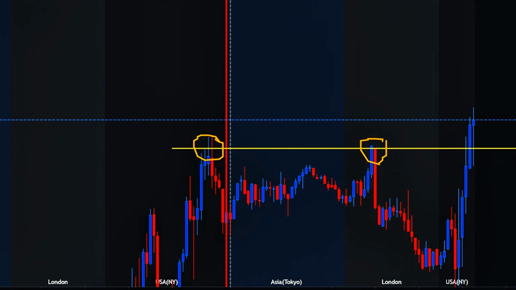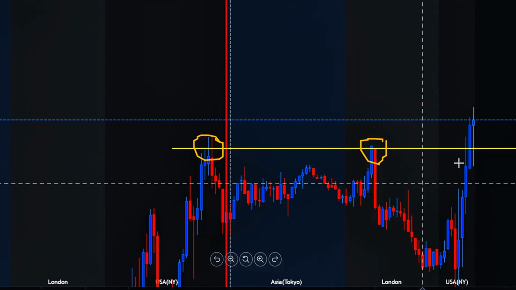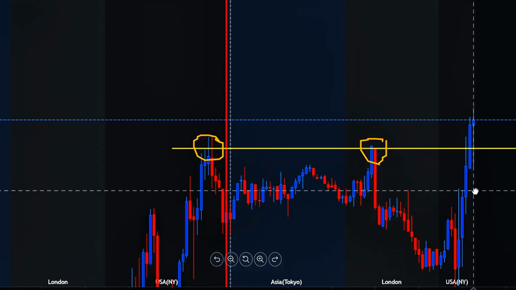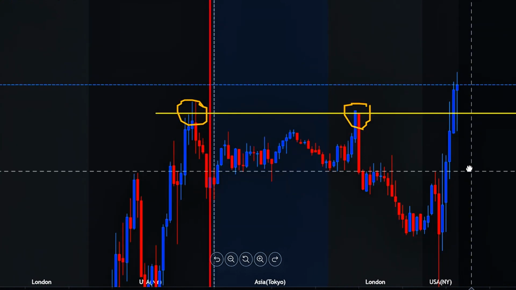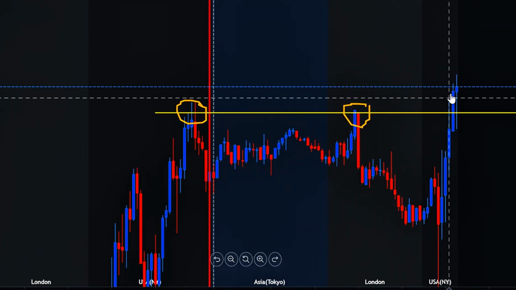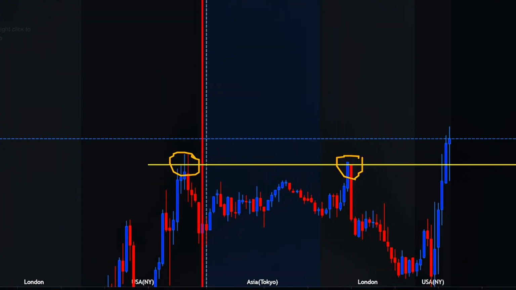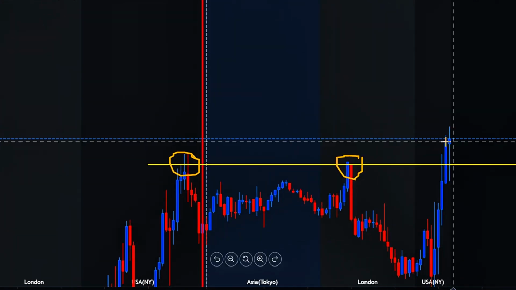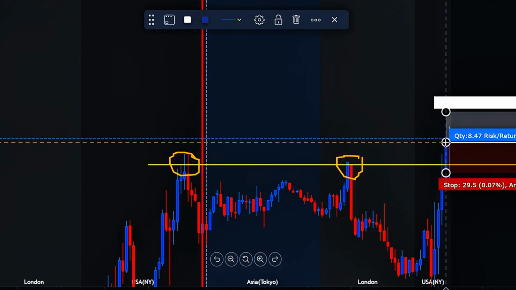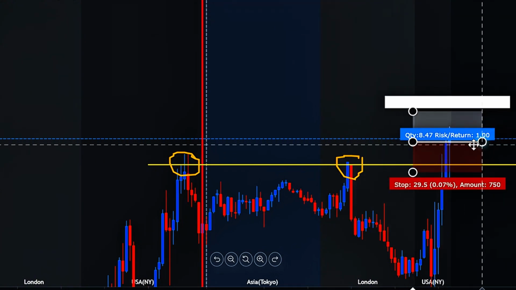Now you could see as price broke above, all I was waiting for was for price to break above this area of interest. As price broke above the area of interest, we took our entry. We took our buy setup. So this was where we took our entry.